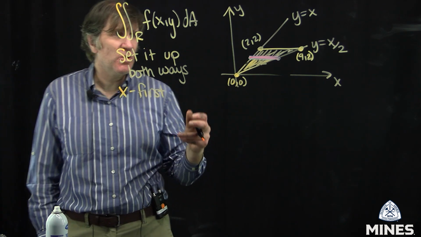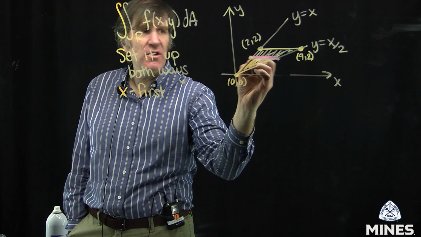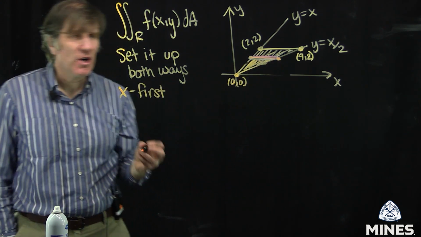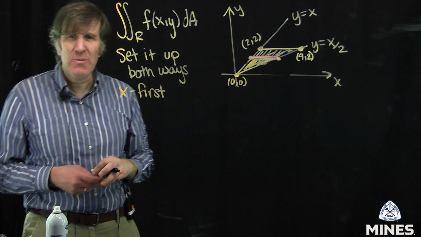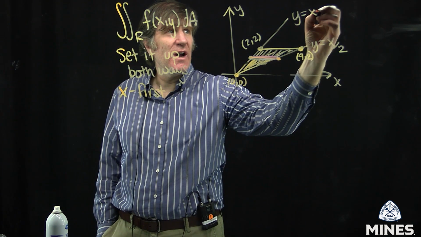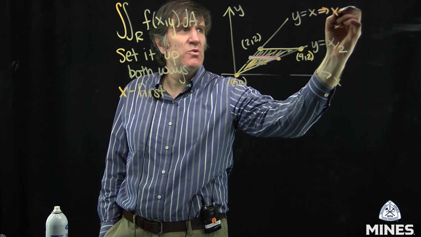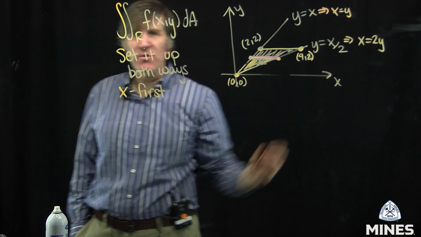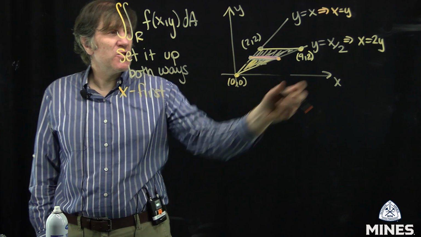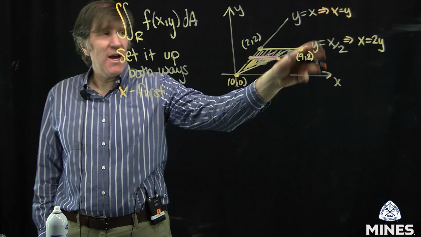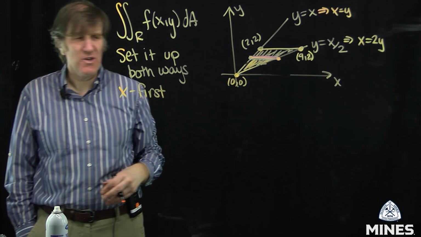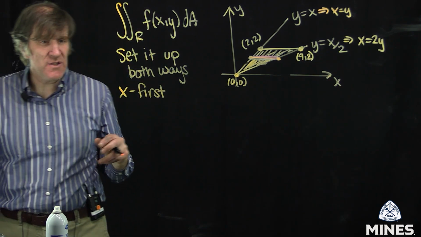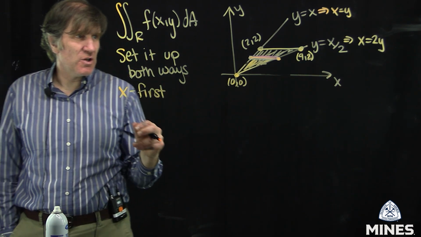So as an x first integral, we want to go from x equals something on the left over to x equals something on the right. So we have that as our rectangle or our slab. We want it to be in terms of y, so this is from x equals y on the left to x equals 2y on the right. And you see when we do x first, we might have to rearrange our functions to be x in terms of y instead of y as a function of x, which is what we did here. x equals 2y.